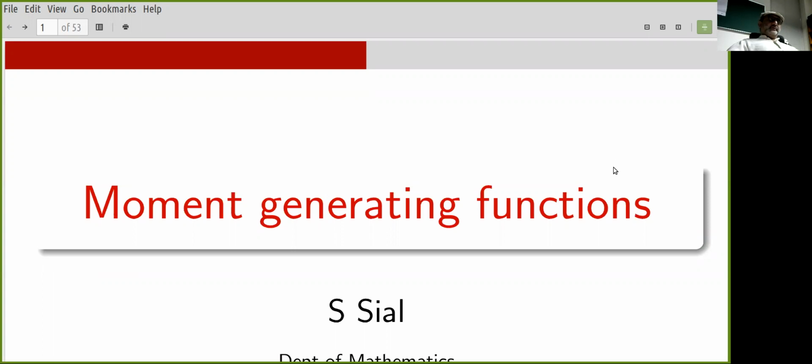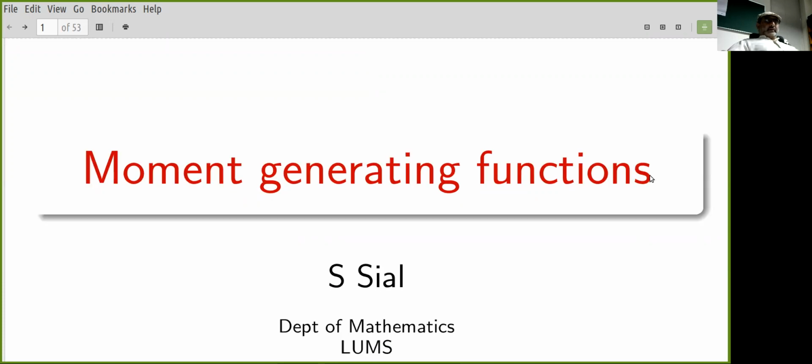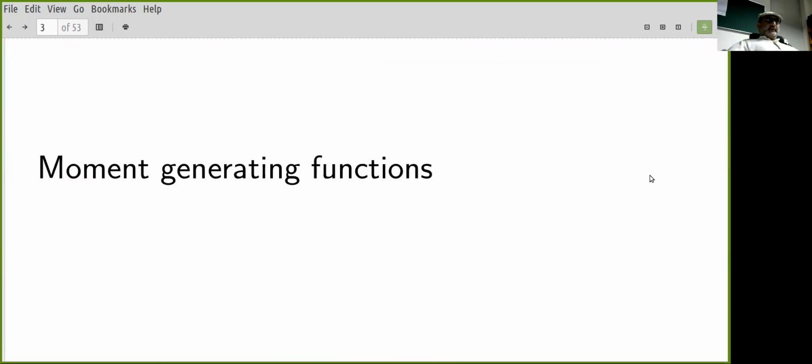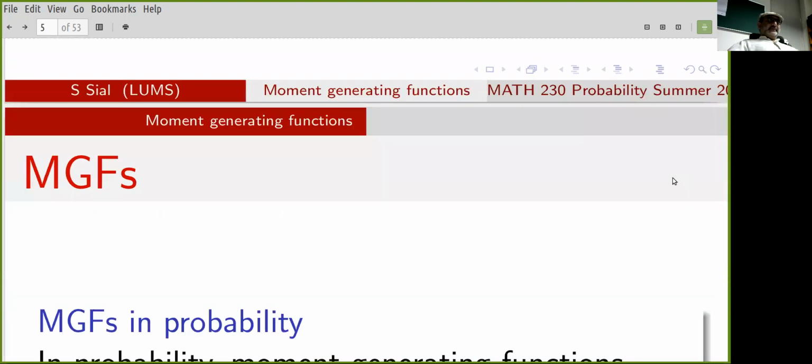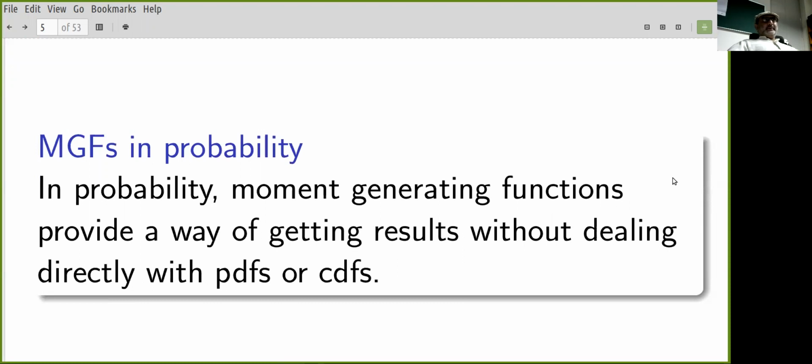In this session, we consider moment generating functions. Moment generating functions help us to find things like the expectation or the variance of a random variable. In general, a generating function is a formal power series in one variable, and it's used to encode information that we are interested in. Specifically in probability, moment generating functions provide a way of getting results for the expectation, variance, and similar quantities without having to work directly with PDFs or CDFs.